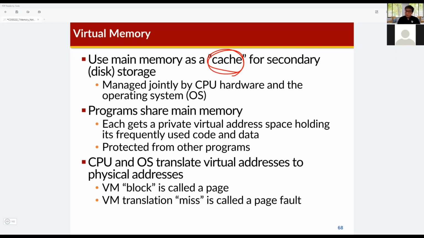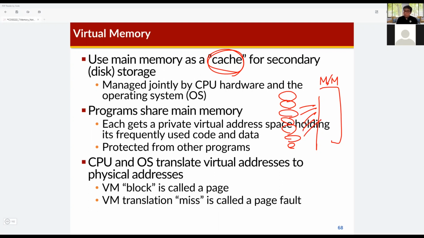And then the third benefit: in our computer system, multiple programs run concurrently, right? If you check the running processes in a Windows or Linux machine, you can find that many processes are running concurrently. That means multiple applications like a web browser, a word processor, PowerPoint, or Zoom need to share the same main memory.